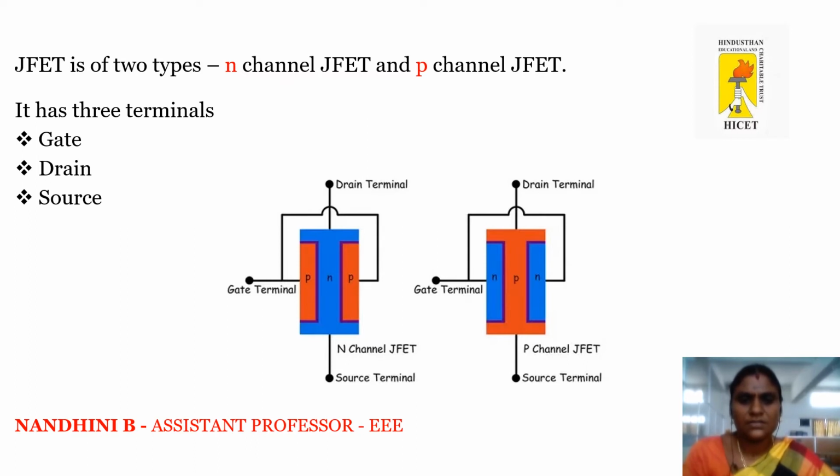See, this is your drain. Next is your gate terminal. Next one is your source. So the three terminals have been shown in both your N-channel and your P-channel JFET. In the N-channel JFET, we can see it is a PNP structure, whereas in the P-channel it is like an NPN structure.